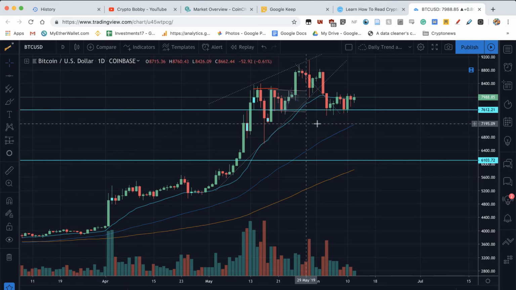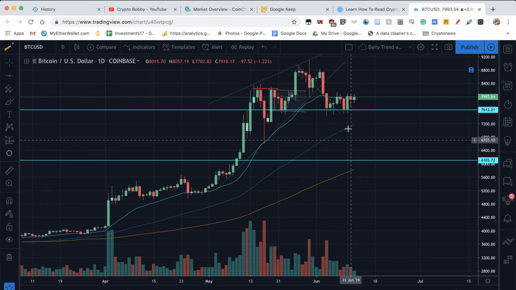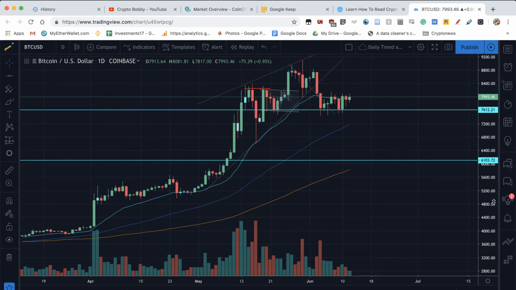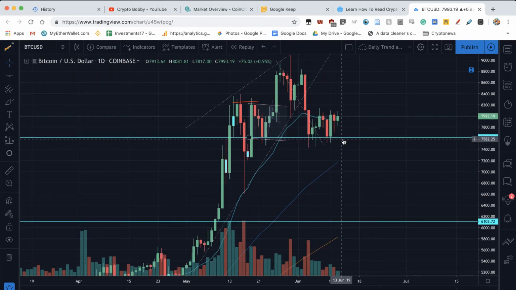It's got much fewer touch points, but in my opinion, it's still quite a strong level, and that will be at the 7,600 US dollar range. Here you've got 1 touch point, 2, 3, 4 touch points on this support level. So here you could use this as a buying range to maybe increase your position.